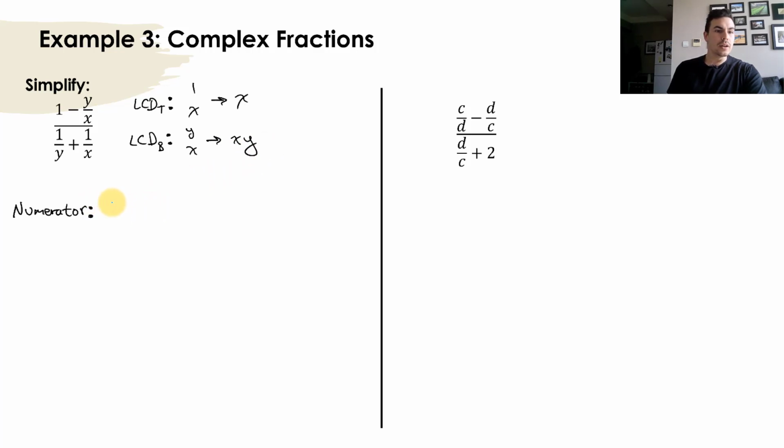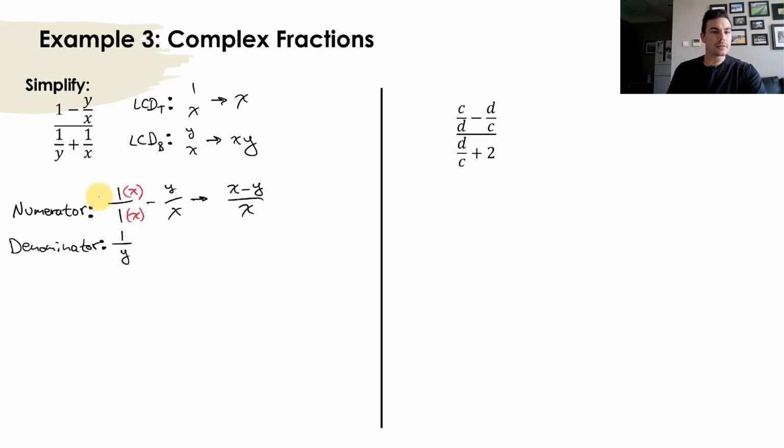Now again, taking a look at the numerator separately, we have 1 over 1. Okay, what are we missing from this denominator to give me my least common denominator? We're missing an x. So let's multiply that by x over x minus y over x. And our denominator is already x, so we're good there. So that's going to simplify to x minus y over x.